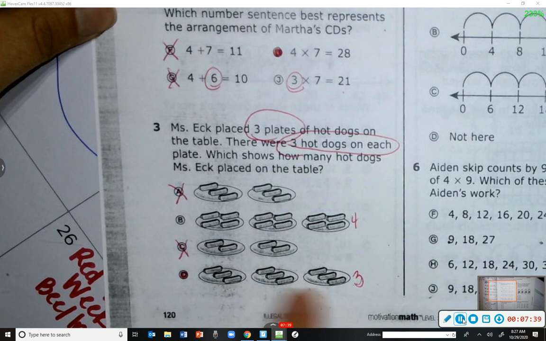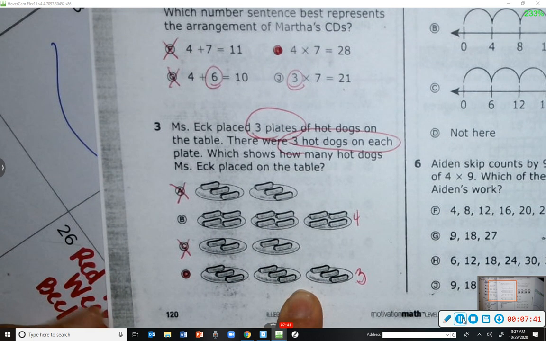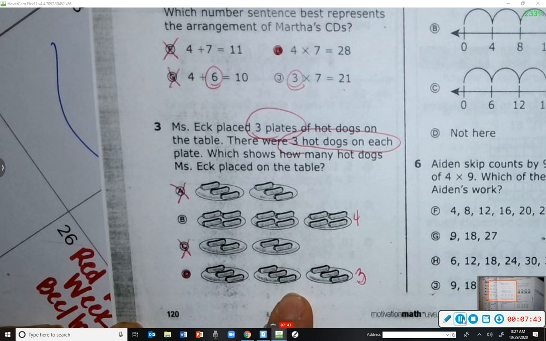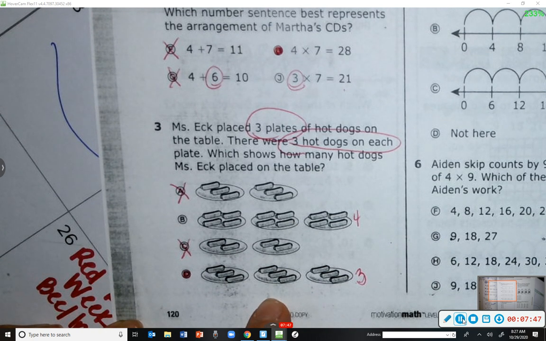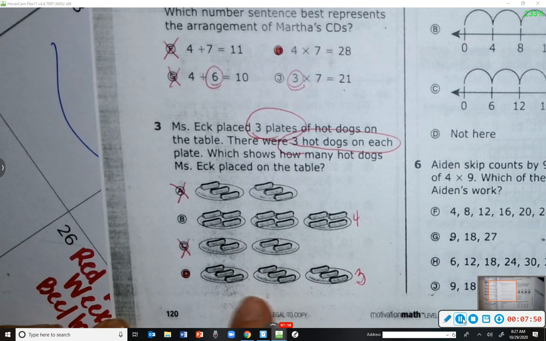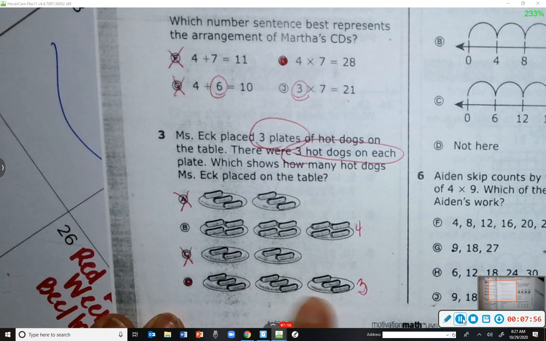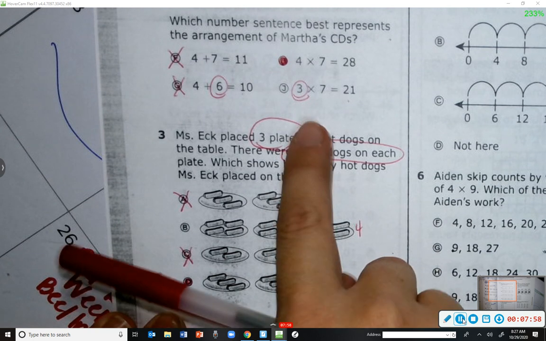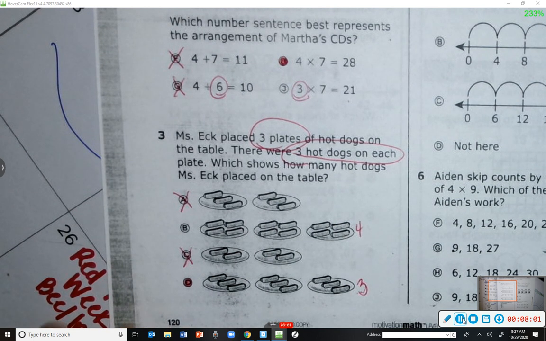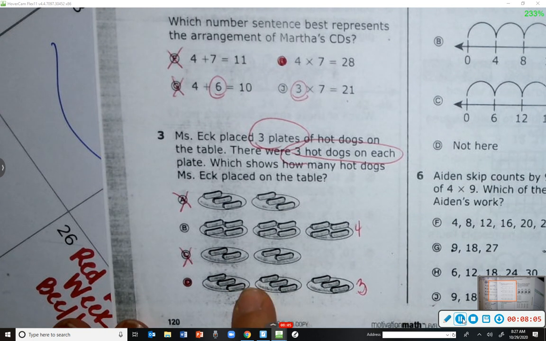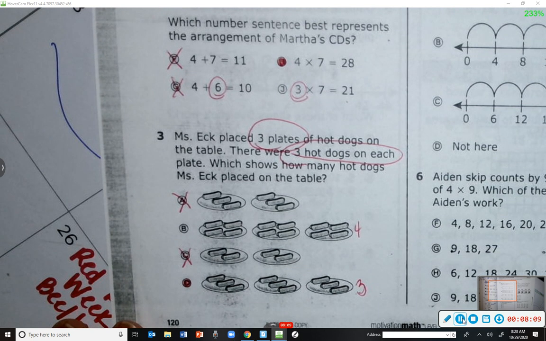Okay, so what do we call this strategy that they're showing? What do you call it? Factor and product. No, not product. This is what strategy have we learned that they're showing? Yes. Very good. Pictorial model. This model represents what the problem talked about. Okay? So when you get a problem like this and it didn't have answer choices, draw out what they're talking about, just like you see here, 3 plates with 3 hot dogs on it. Okay?